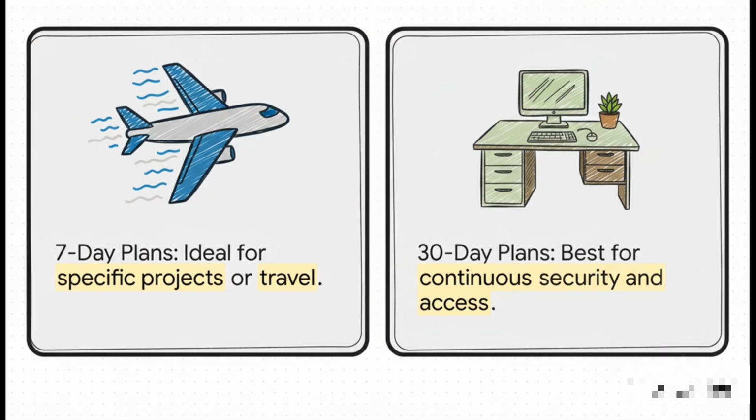And this really breaks down the why behind those different plan lengths. Think about it. The 7-day plans, those are perfect if you're traveling, or maybe you have a specific project where you need that extra layer of security for just a little while. But the 30-day plans, well, that's for when you want that continuous set-it-and-forget-it kind of protection. It's all about figuring out what works for your life.